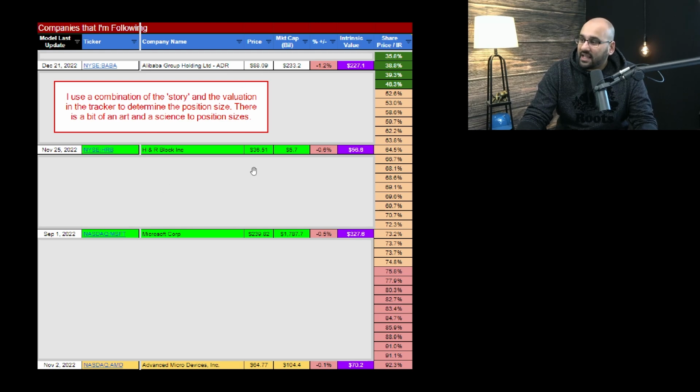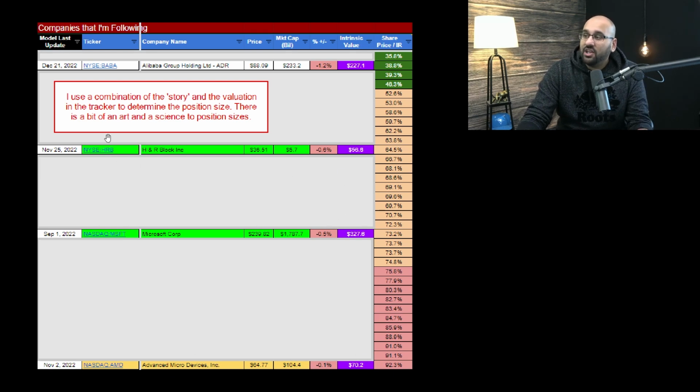And then, at that same time, H&R Block was trading at 65% of its intrinsic value. So if I was purchasing shares in H&R Block and comparing it to Alibaba, I'd probably size this lower, size Microsoft a little bit lower, maybe. And then, of course, AMD, which was trading at approximately its intrinsic value. If I was buying that, I'd size that a little bit lower as well.